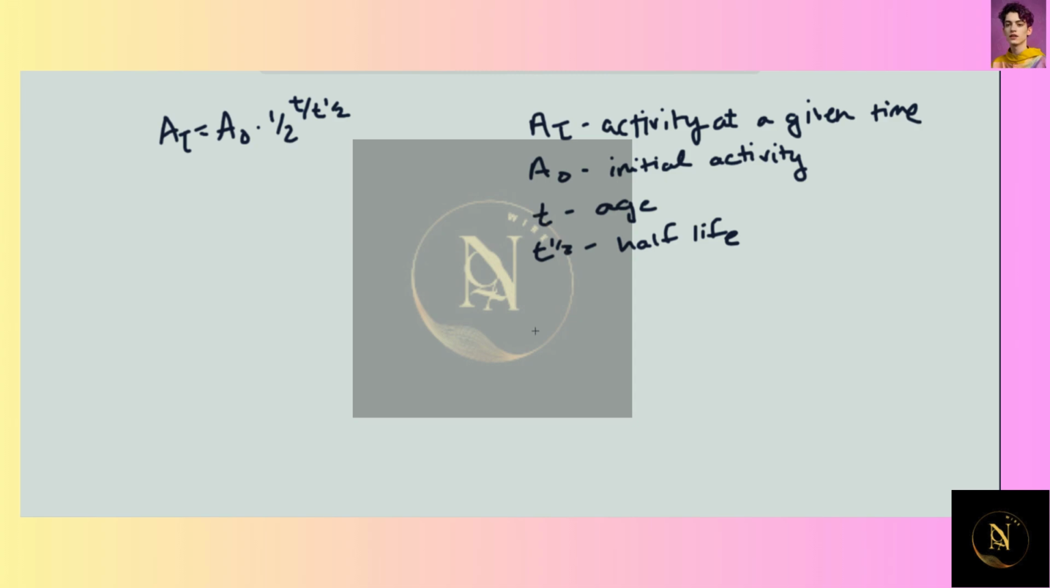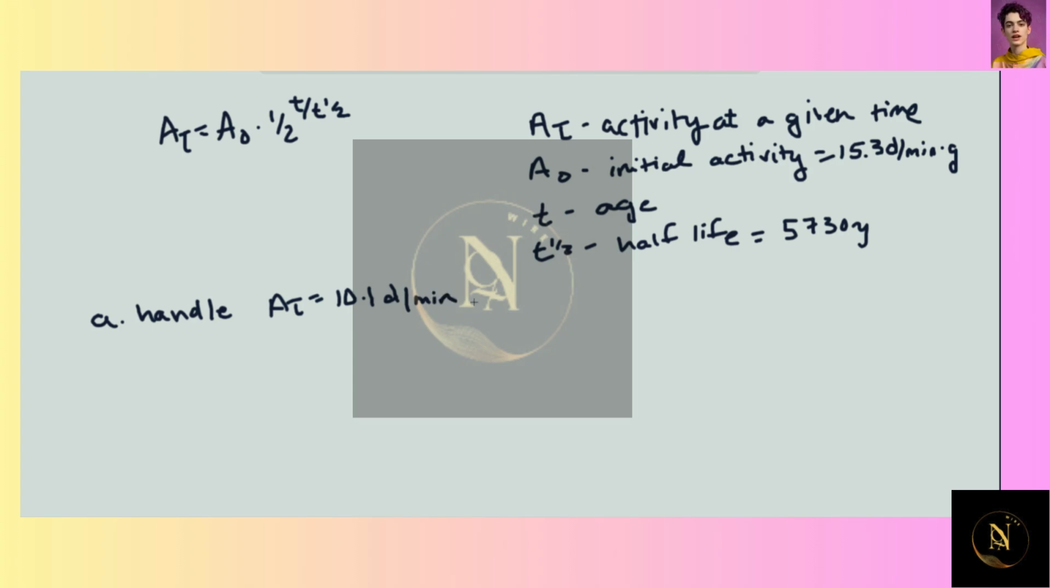So typically we use carbon-14 for archaeological dating. And so with carbon-14, the initial activity is 15.3 decays per minute per gram. And the half-life is 5,730 years. So if we have, for example, an artifact part, which in this case is the handle of a sword, that has an activity of 10.1 decays per minute per gram, we can solve for the age.